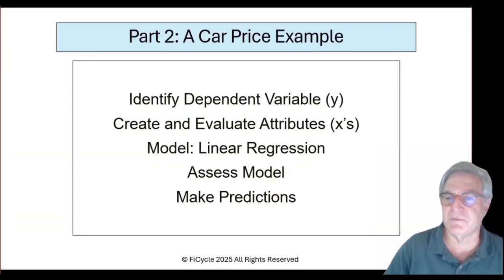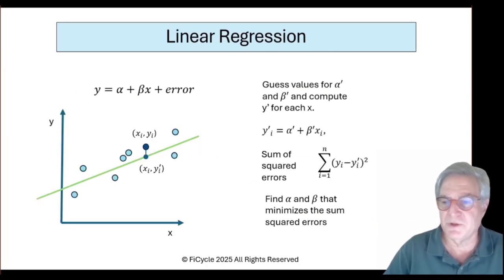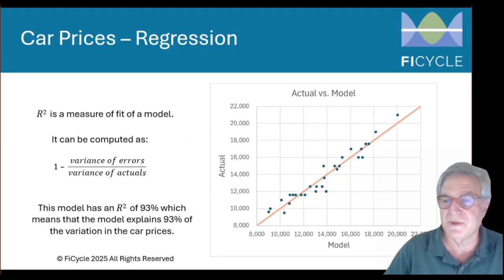In part 2, we developed a simple model of a car price based on a few attributes. We used a linear regression model to do that. And then we looked at the car prices and the fit of the model using a measure called R-squared.